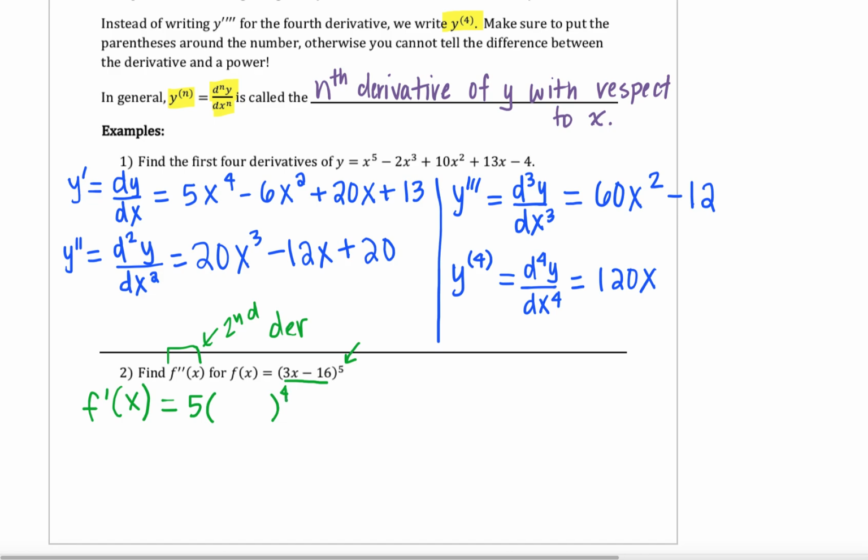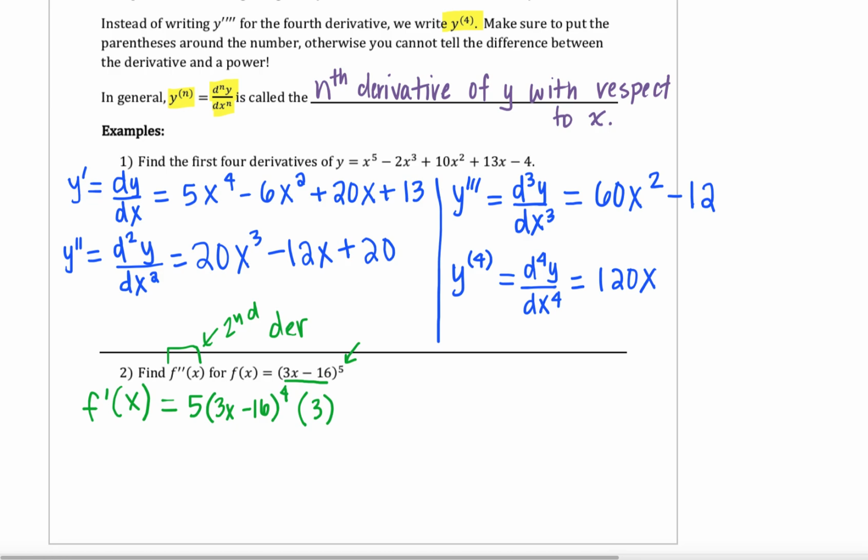We then keep the inside function the same. So 3x minus 16 stays the same. Times, we now take the derivative of the inside. Well, the inside function is 3x minus 16, and the derivative of that would give us 3. So our first derivative here would be 5 times 3x minus 16 to the 4th times 3.